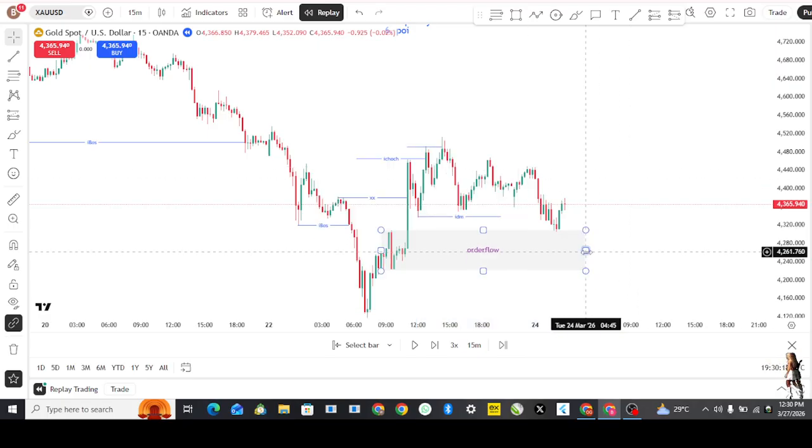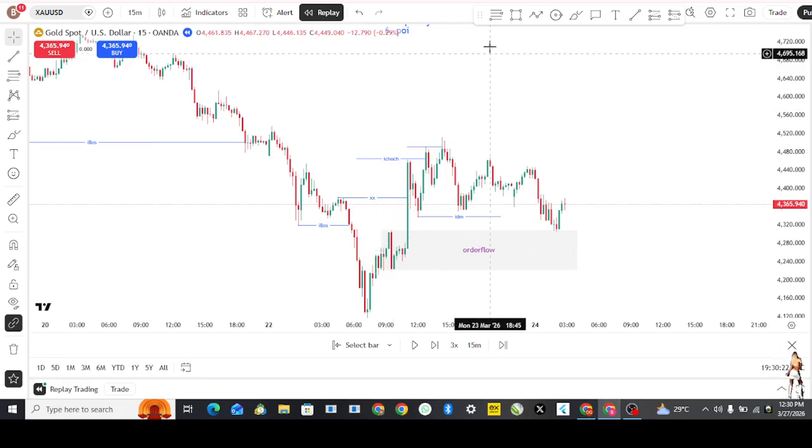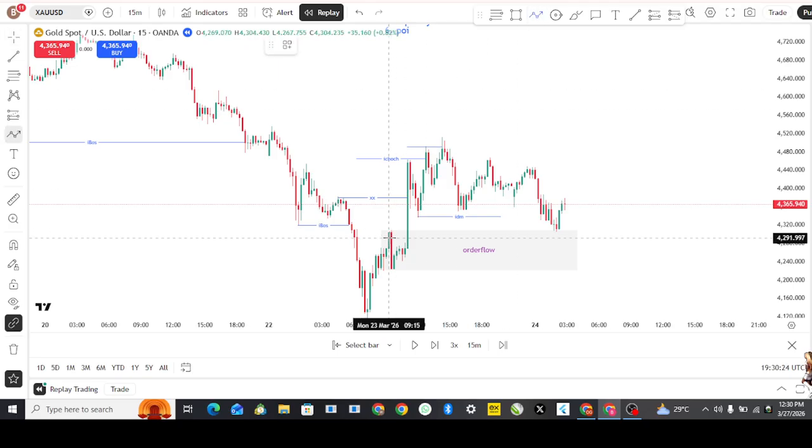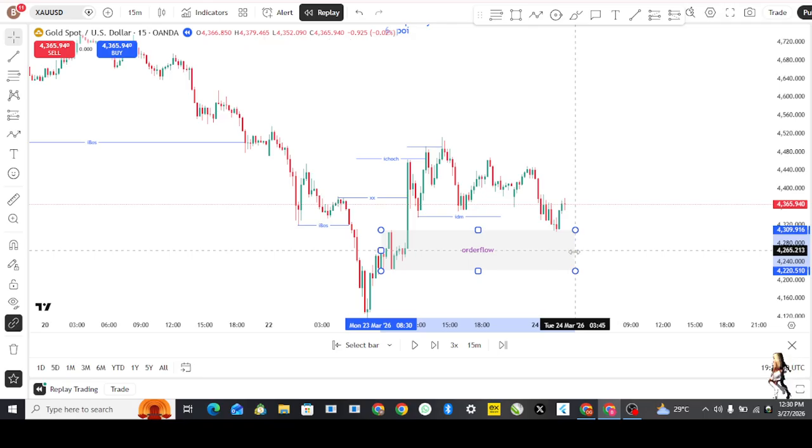Now I have told you guys that order flow, this is the last sell before this move, and your order flow must have fair value gap. You see that there is fair value gap between this candle pulled out from our order flow. There is a gap there, so this is your POI. So now market has mitigated our POI.